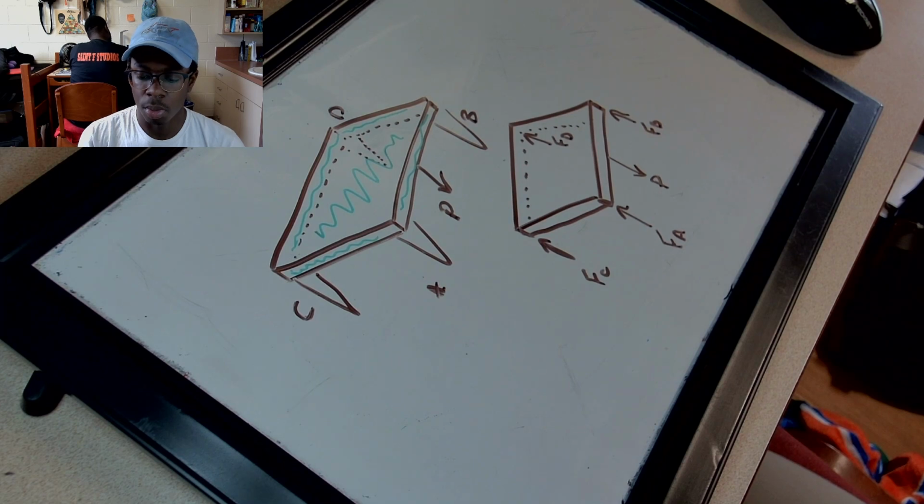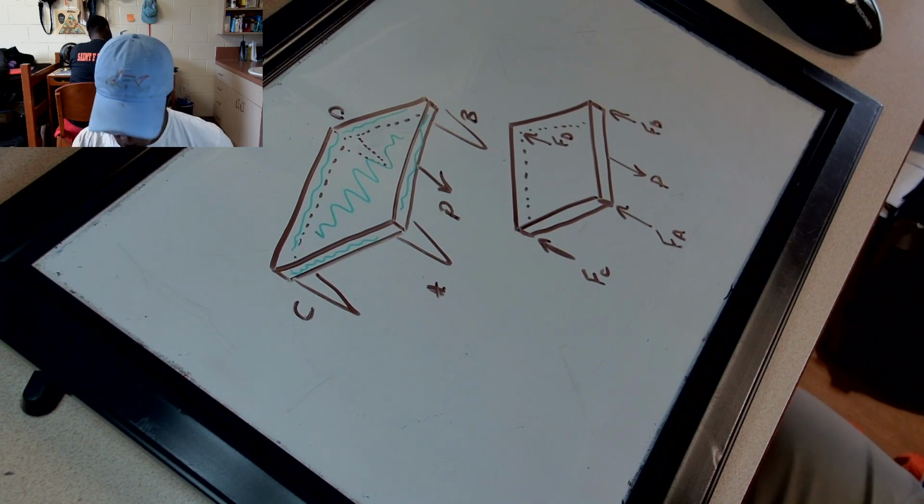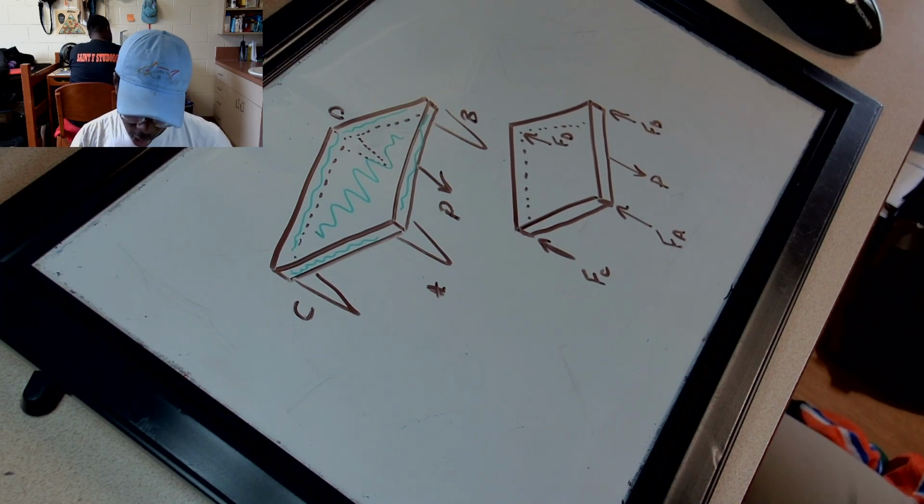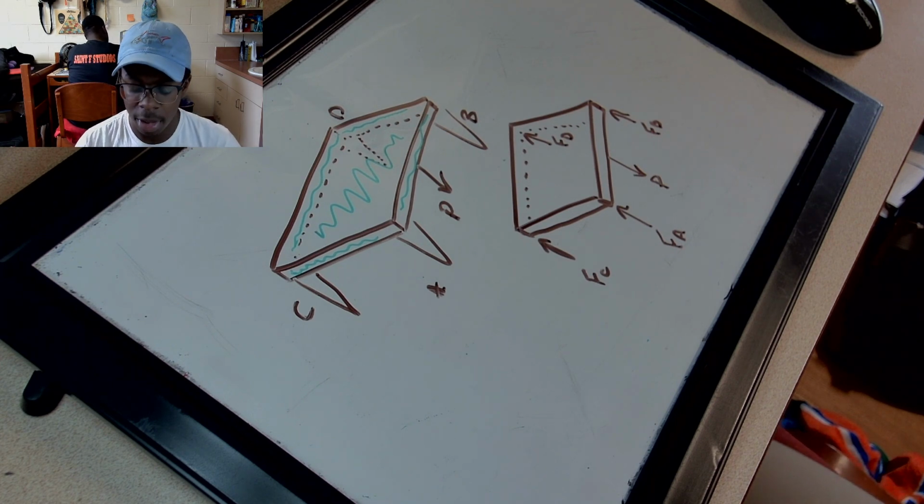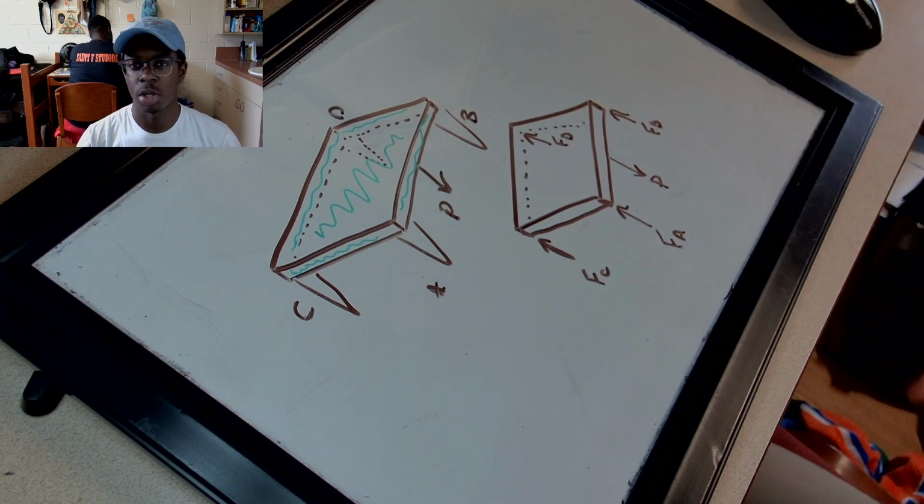And now we're going to look for any internal forces. In this case, there's not really any. So that's our free body diagram of the tabletop. That's how you would do that.